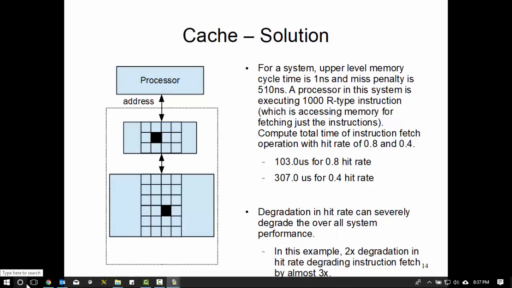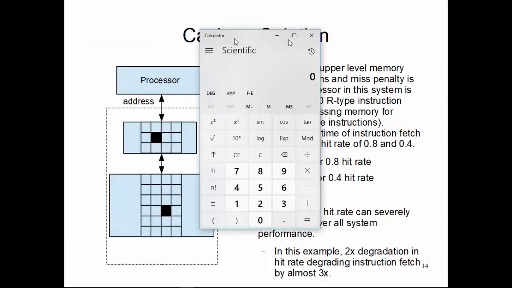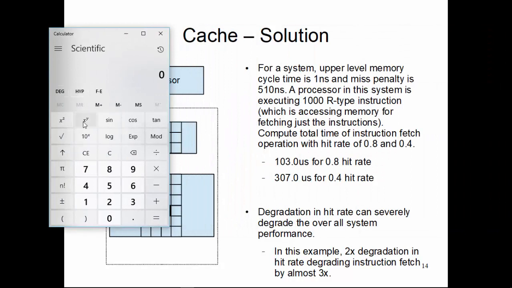Let's see. Where's my calculator? Here. All right. So for 200 of the instructions, I will incur 510 nanoseconds of penalty each, so 200 times 510 divided by 1000, which is 102 microseconds, plus 1 microsecond for accessing everything from the upper level of memory. This is 103 microseconds.